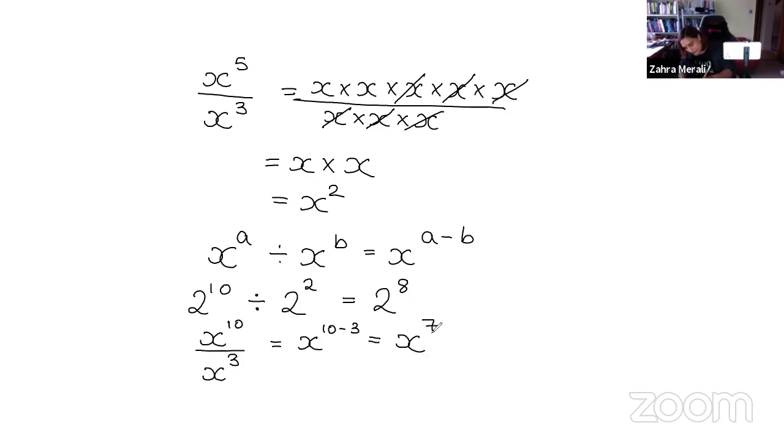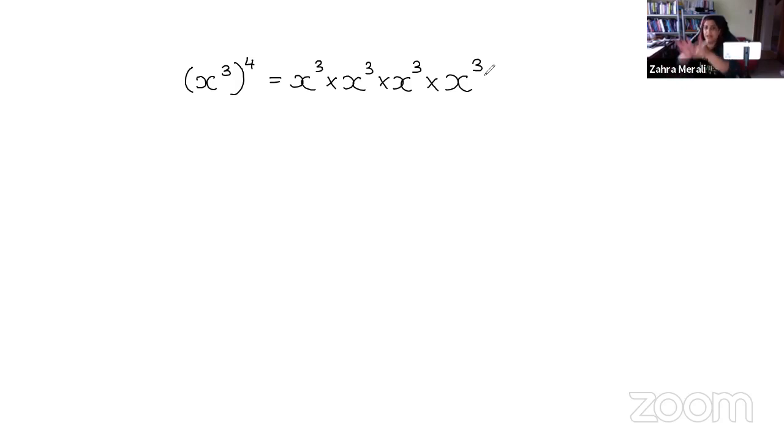We could have x to the 15 divided by x on its own. Now remember, x on its own just means x to the power of 1. 15 take away 1 gives us 14, so we've got x to the 14. So that's the second rule. So we had our first rule, which was when we multiply, we add. Our second rule, when we divide, we take away.